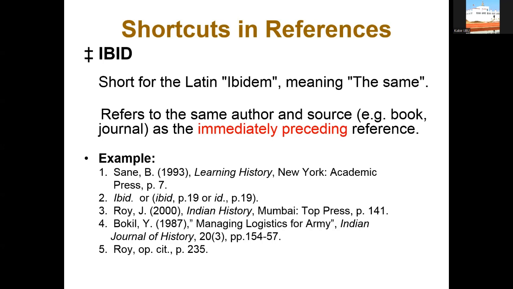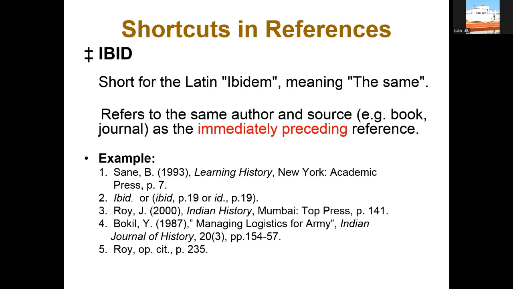reference also. So see the example: first, Sane B. 1993, this is the APA system. Learning History, it is in italics. The name of the book will be in italics. Then the name of the place, New York, and then Academic Press, p. 7. This is the first reference.